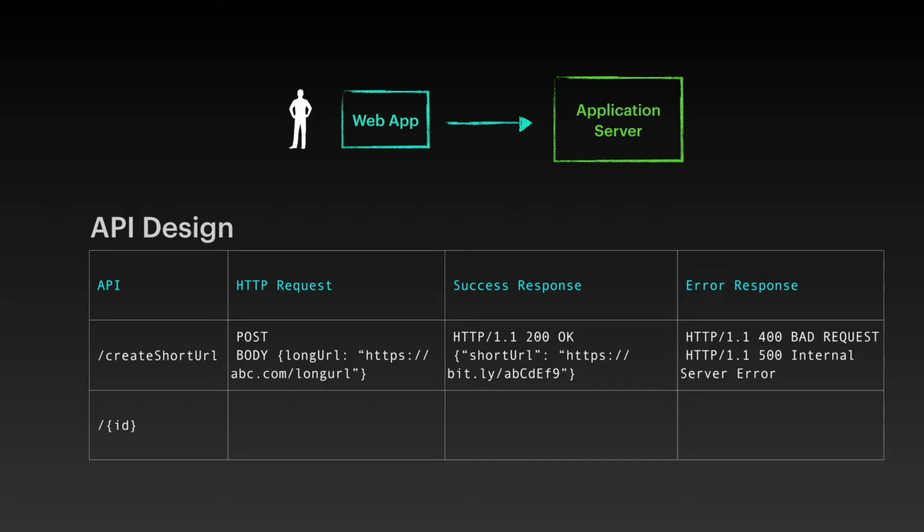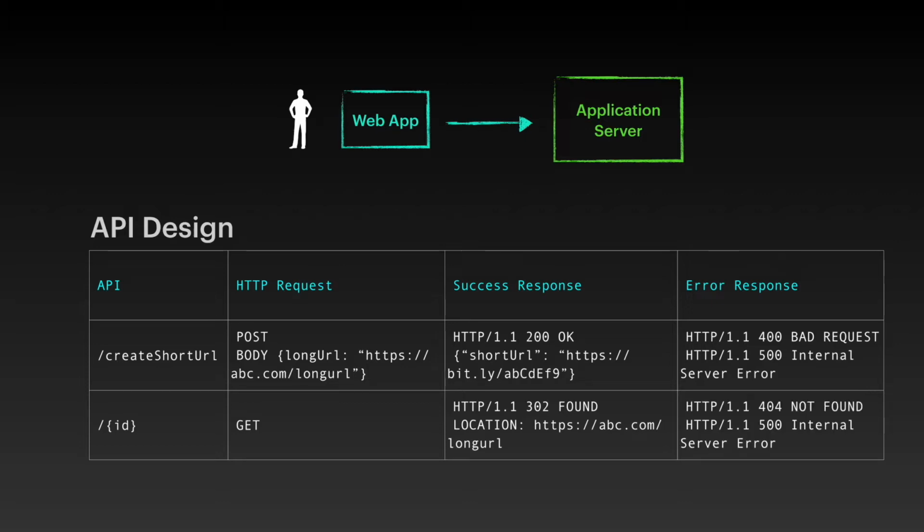The second is /ID. It's a GET request. In case of success, we should return 302 status code indicating the browser should redirect to the URL specified in the response location header. In case of error, we should return 404 when the short URL is not found, and 500 in case of unexpected error.